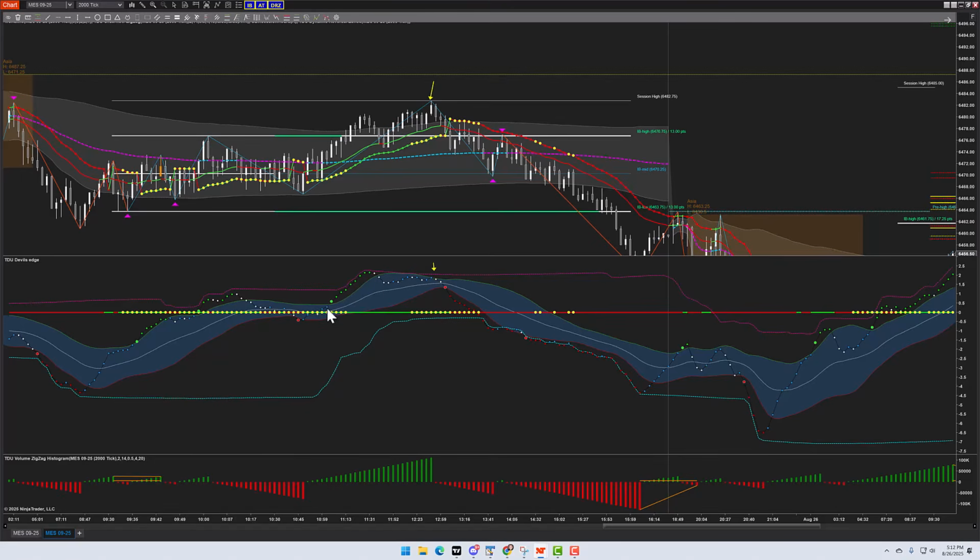Here I'm coming out of a squeeze from the open. It's a squeeze until 11:30. I get one little pop, but this is not the move, right? That's not the one you want. It's the retrace. Now it doesn't, you don't get much out of it. You don't get a lot.